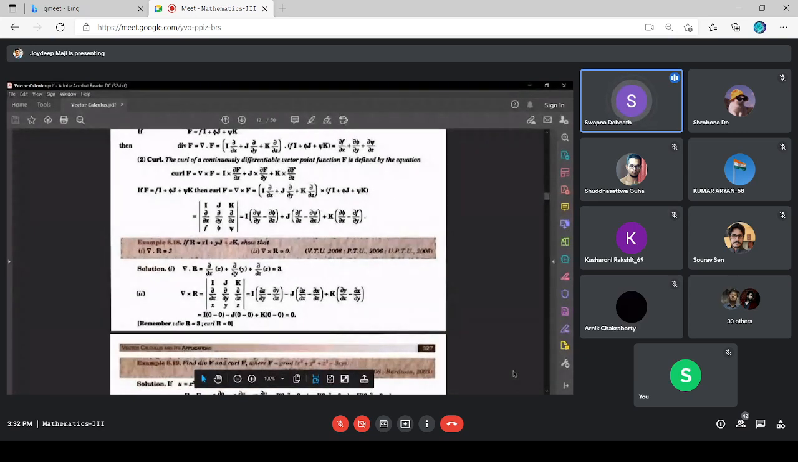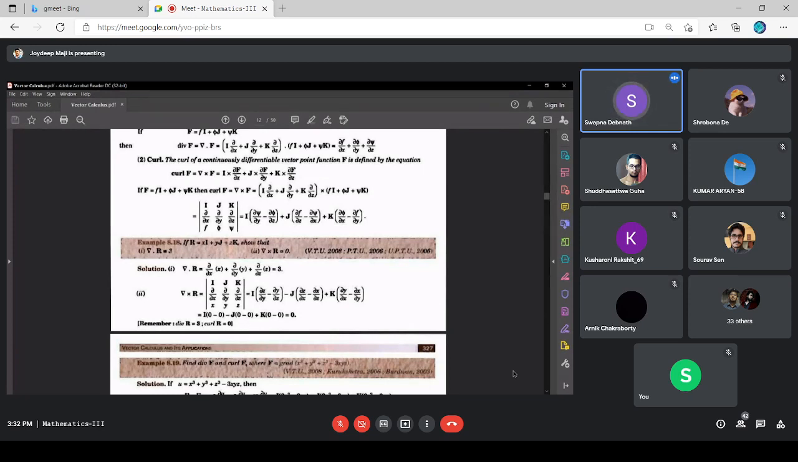Now see the example here. The function is given as r is equal to x i plus y j plus z k. This is called the position vector of a point x y z. If a point x y z is given, its vector form is r, that is i x plus j y plus k z. Now you have to find del dot r, that means divergence of r, and you have to find curl of r. What is del dot r?